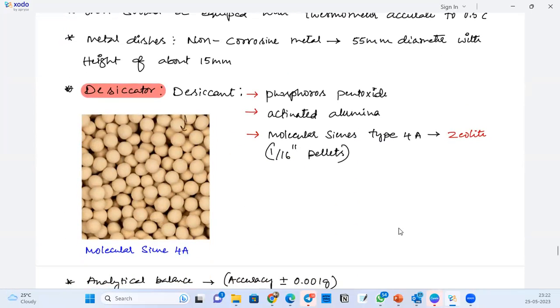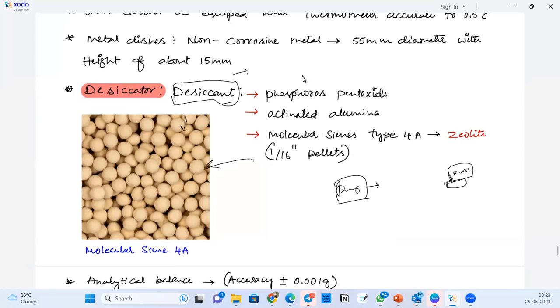So this is a desiccant. I hope you understand the meaning of desiccant. Desiccants are those which will always be given. If you buy any new thing, you will get a small packet written as desiccant. It is just to avoid moisture accumulation. It will dry up the area. That is the use of a desiccant. Usually desiccants are chemicals like phosphorus pentoxide, activated alumina, or molecular sieves. There is a certain category called molecular sieves type 4A, and this is the figure for it.